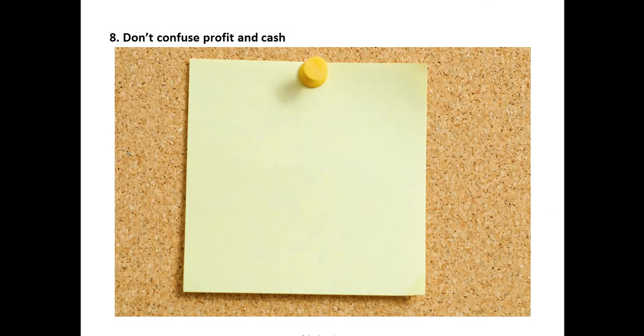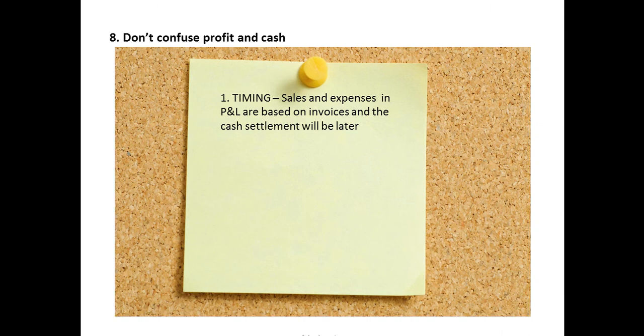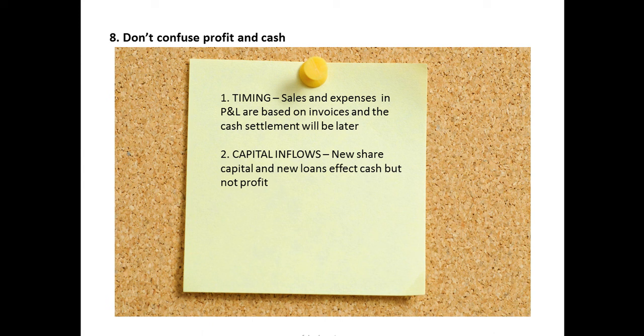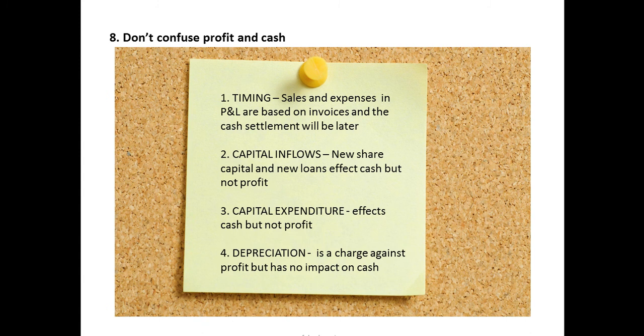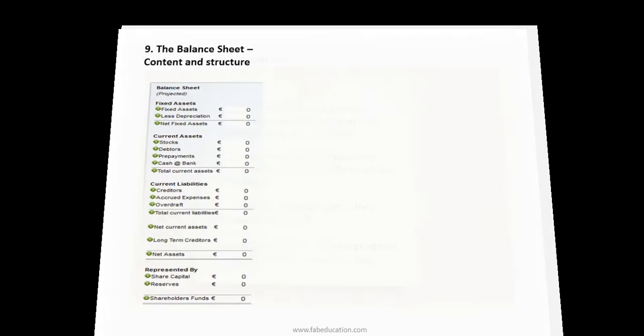Don't confuse profit and cash. There are a number of reasons why profit is different to cash, the main ones being timing. Sales and expenses in the profit and loss account are based on invoices, and the cash settlement will be later. Capital inflows, new share capital and new loans affect cash but not profit. And capital expenditure affects cash but not profit. Depreciation is a charge against profit but has no impact on cash. So you can see that the values of profit and cash will be very different.